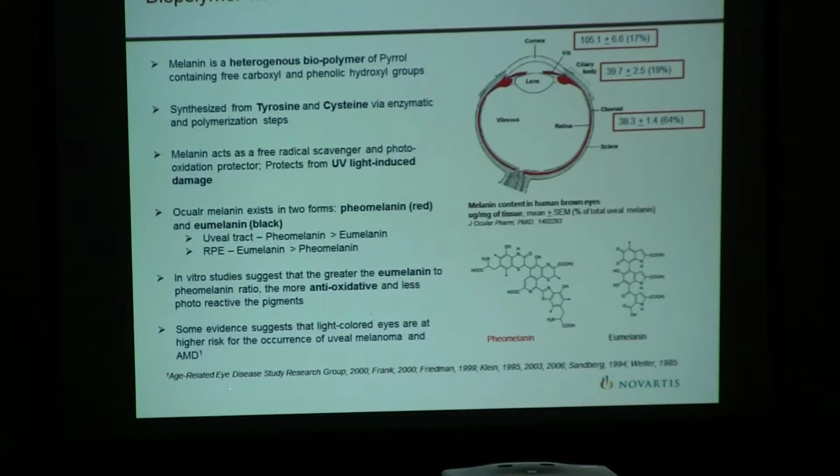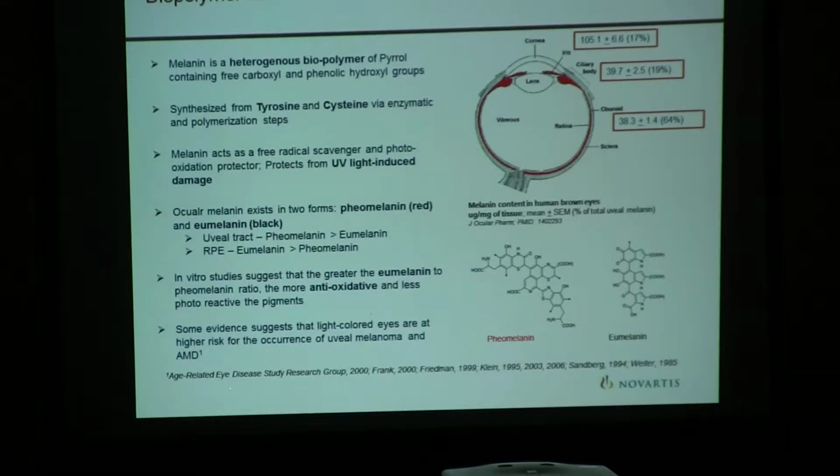The function of melanin in the eye is that it acts as a free radical scavenger. So it protects the eye from UV light, and it exists mainly in two forms, eumelanin and pheomelanin. That depends on the starting moiety of the melanin synthesis, and that's where the nomenclature comes from. Pheomelanin is normally considered a red melanin, and eumelanin is black melanin.